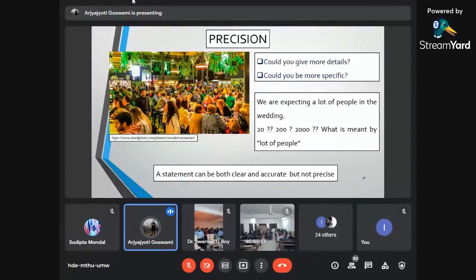For example, if someone says we are expecting a lot of people in the marriage. So what is meant by a lot of people? 20 people or 2000 people? If it is 20 people or 25 people, it is okay. 5 people you can manage. But 20 people versus 2000 people, how do you manage it? Okay. So precision is also very important for any information or any solution.